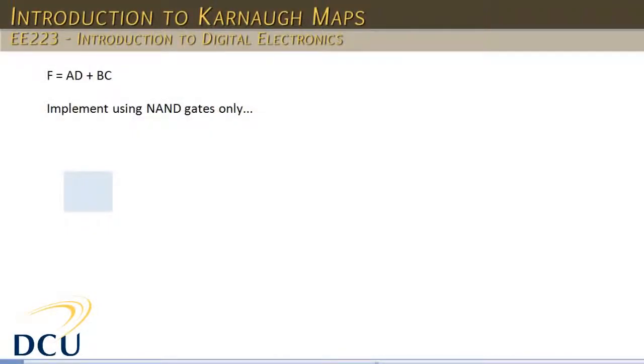The second part of this question asked you to take the expression that you'd implemented using AND and OR gates and to implement it using NAND gates only. Straight away, as soon as you're asked to implement an expression like this through NAND gates or NOR gates, the first thing you should think about is De Morgan's theorem.